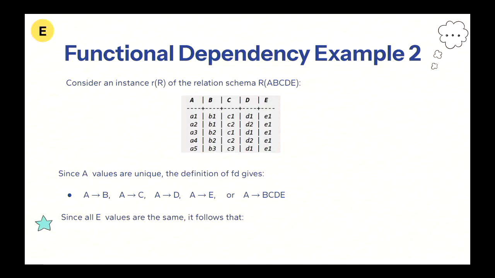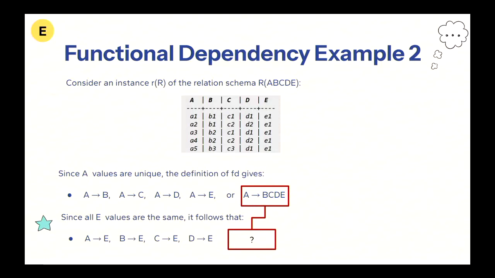Yes, yes. Everything can determine E, or E is functionally dependent on all the other attributes. But you may notice there's a small difference here. So we can say A determines the set of B, C, D, E.